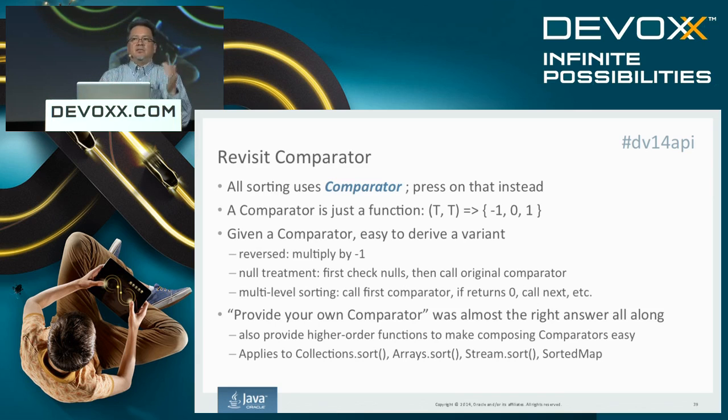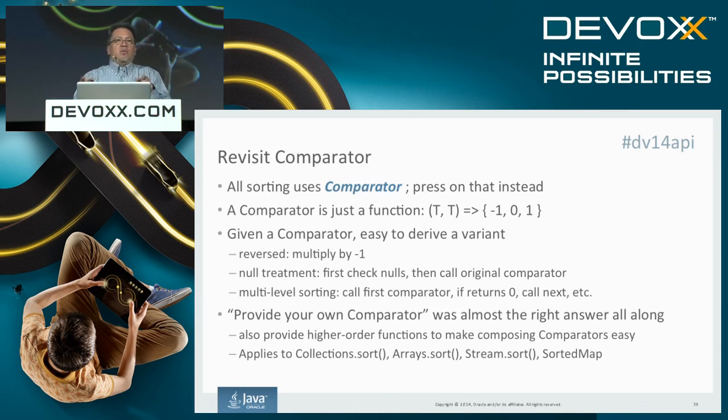So that's a few lines of if-then-else code. Not too bad. But you can do that with any pair of comparators. Or you can do this with any n comparators, compose them this way. So it turns out that provide your own comparator was sort of right all along. It's just that writing out a comparator was really, really hard. So instead, provide your own comparator, but also have a library that lets programmers create new comparators much more easily.